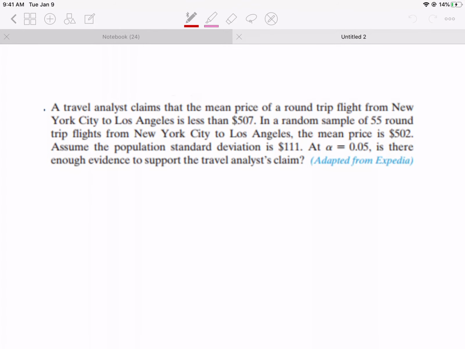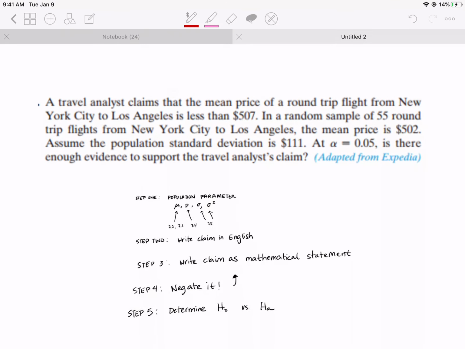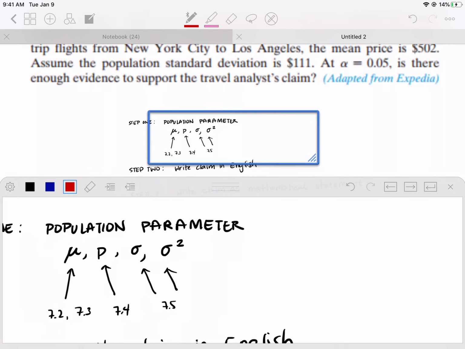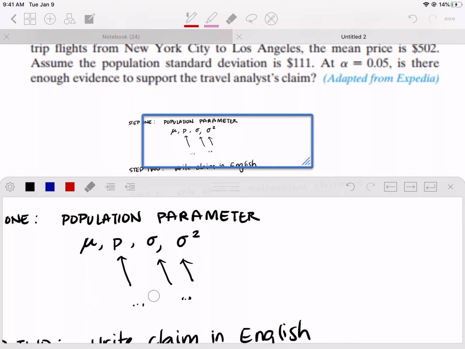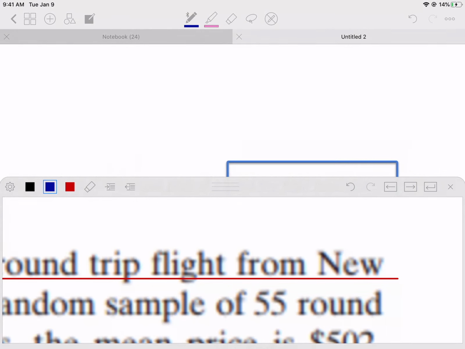Okay. And one last one here. Is there enough evidence to support the travel analyst's claim? What does the analyst claim? The analyst is claiming that the mean price is less than $507. This must be a statement about mu. And what is mu? Mu in this scenario is the mean price of a round trip flight.